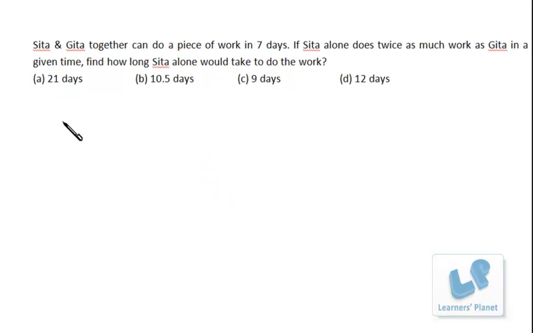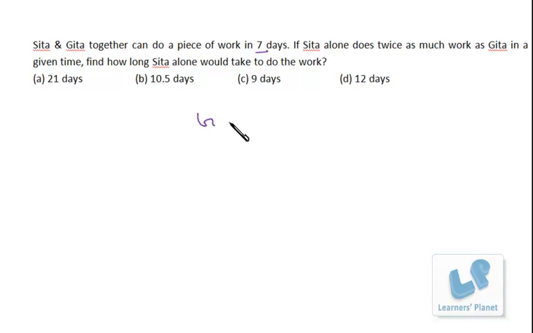Now let's try this problem. Sita and Geeta together can do a piece of work in 7 days. If Sita alone does twice as much work as Geeta in a given time, find how long Sita alone would take to do the work. Now, very simple problem. Sita and Geeta, both of them together are taking 7 days, and the capacity of Sita to do the work is double than that of Geeta. That means Sita will be taking half of the days taken by Geeta.